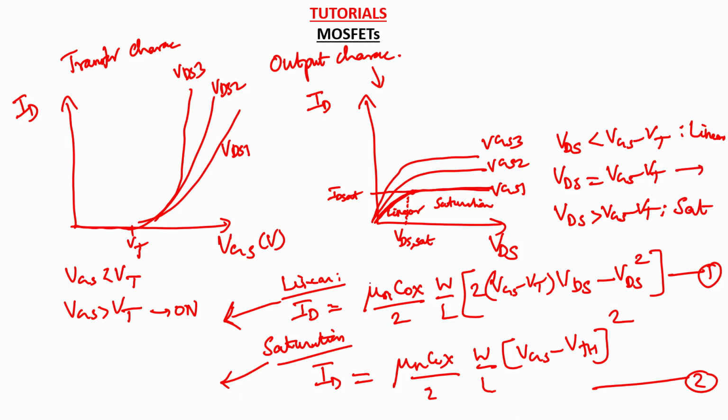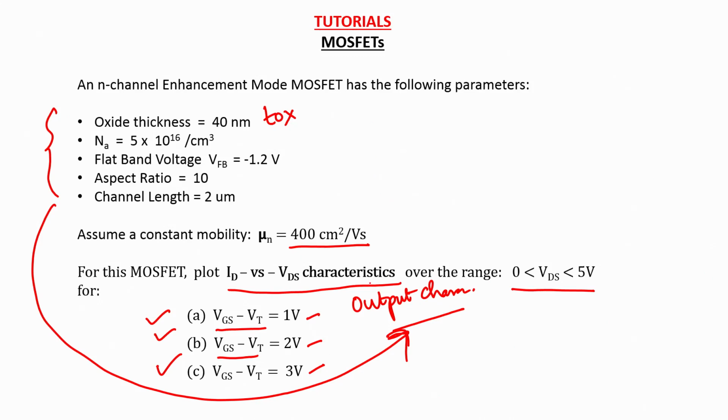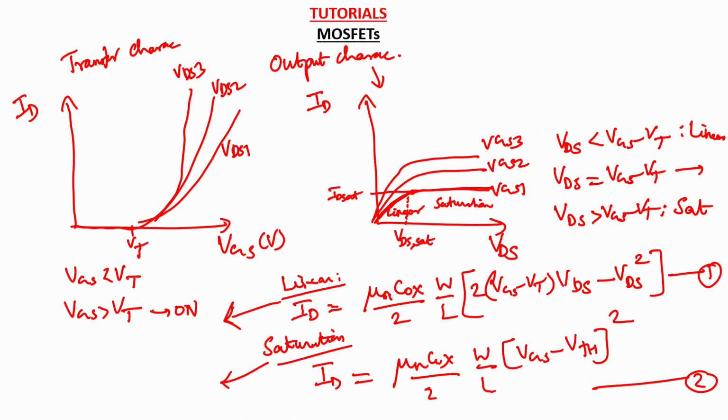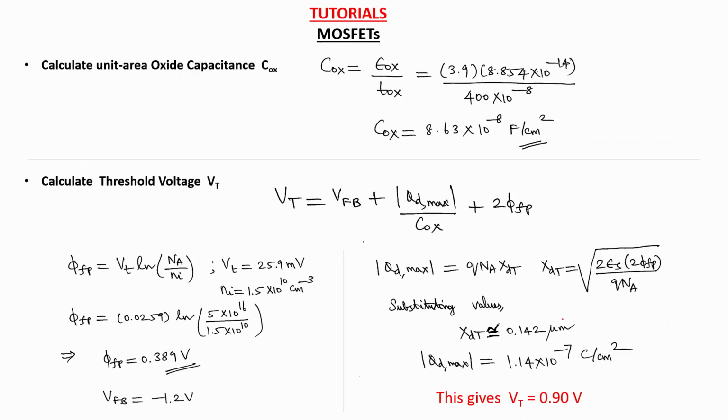You can see that you are given the mobility value and different values like W or L. So what you need to first do is calculate two values which are unknown to us, which are basically the Cox and this Vt. So we set off with calculating the value for Cox, which is nothing but the unit area oxide capacitance of the MOSFET device.